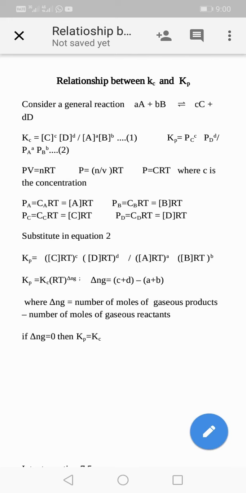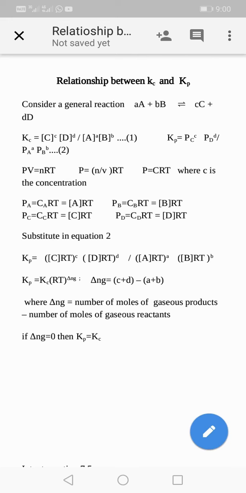Okay, so we can write down the equilibrium expressions for the same reaction, Kp and Kc. Our Kc is equal to molar concentration of C to the power c into molar concentration of D to the power d, divided by molar concentration of A to the power a into molar concentration of B to the power b. That equation can be taken as equation number 1.